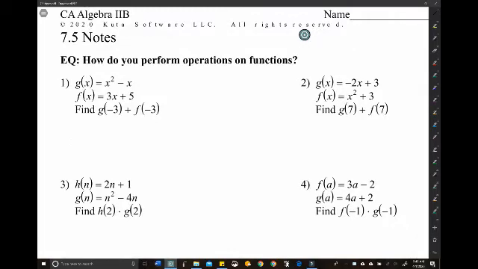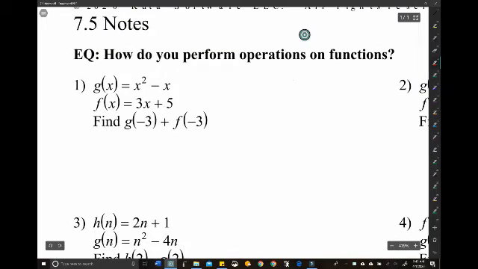This one, how do you perform operations on functions? Okay, it's really not too bad. We just have some new notation to get over. We are going to be seeing function notation again, things like g of x and f of x. And for these first few problems, what we're doing is we're evaluating the functions.